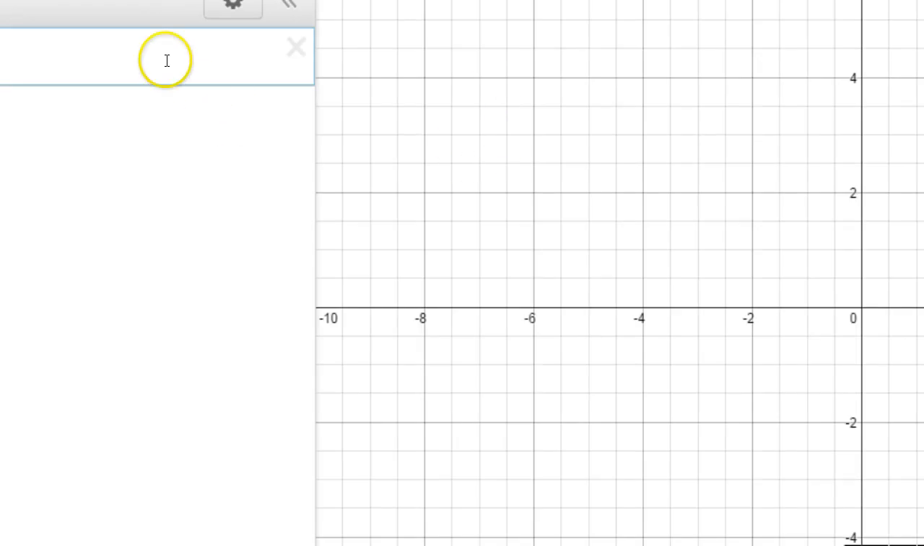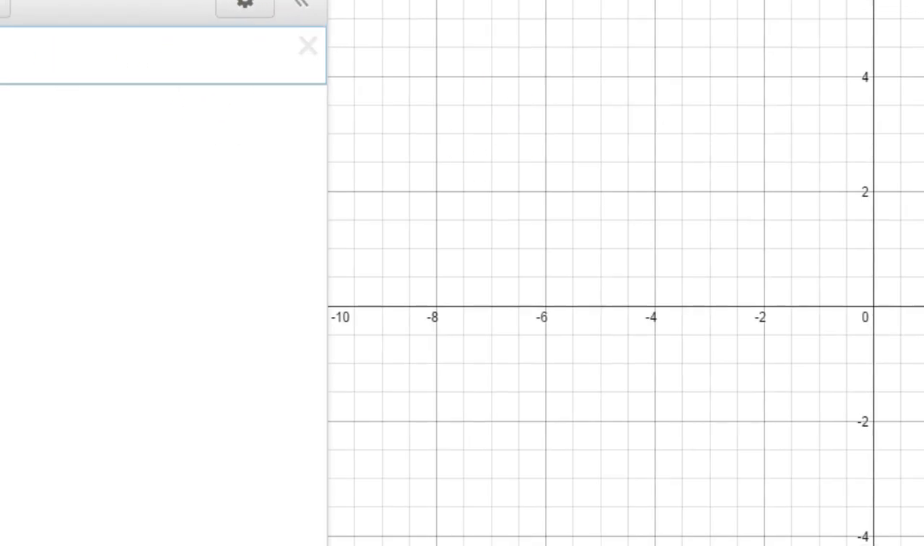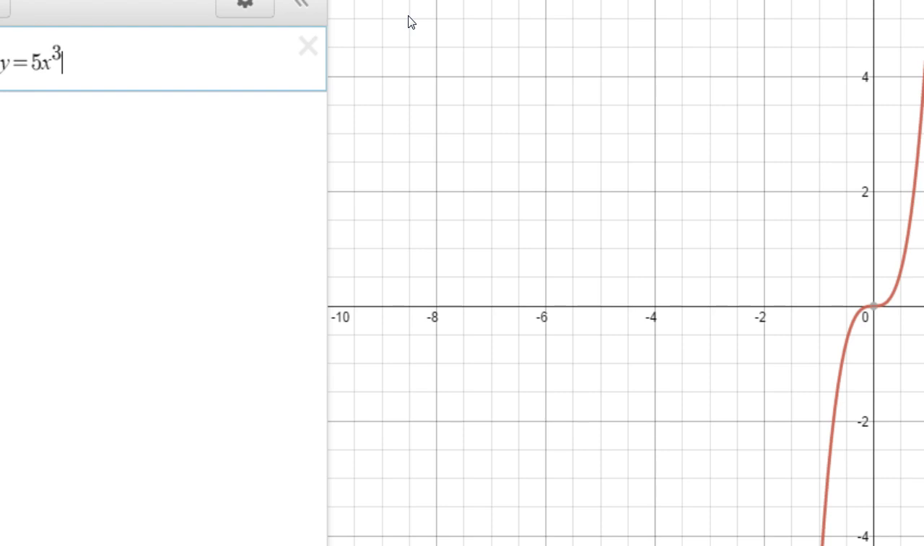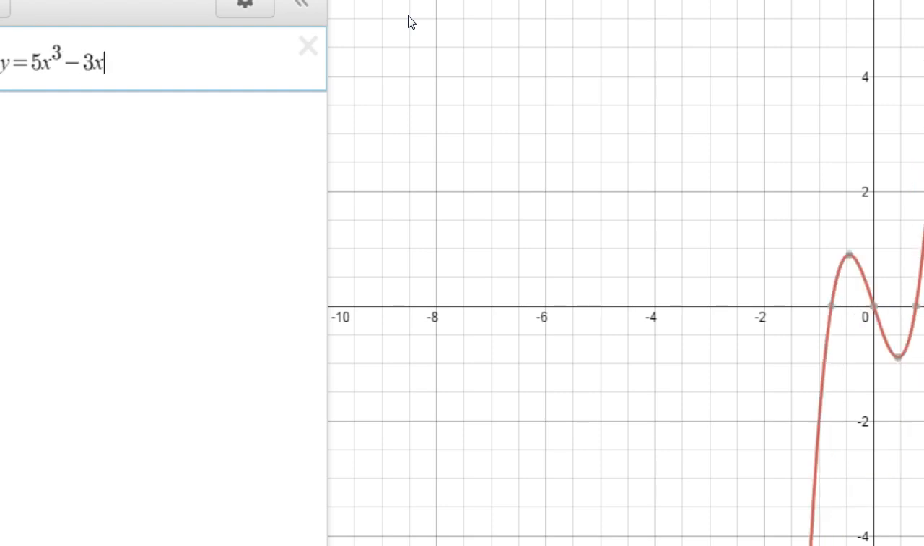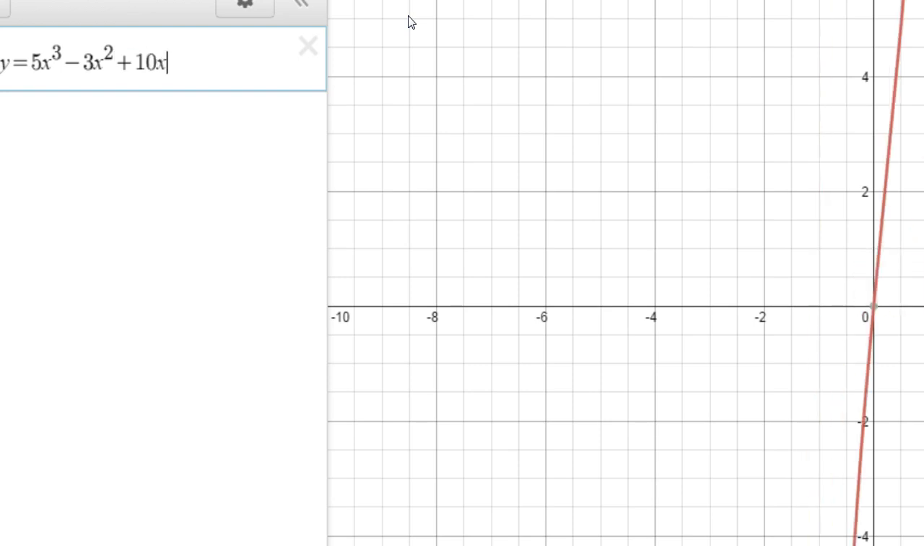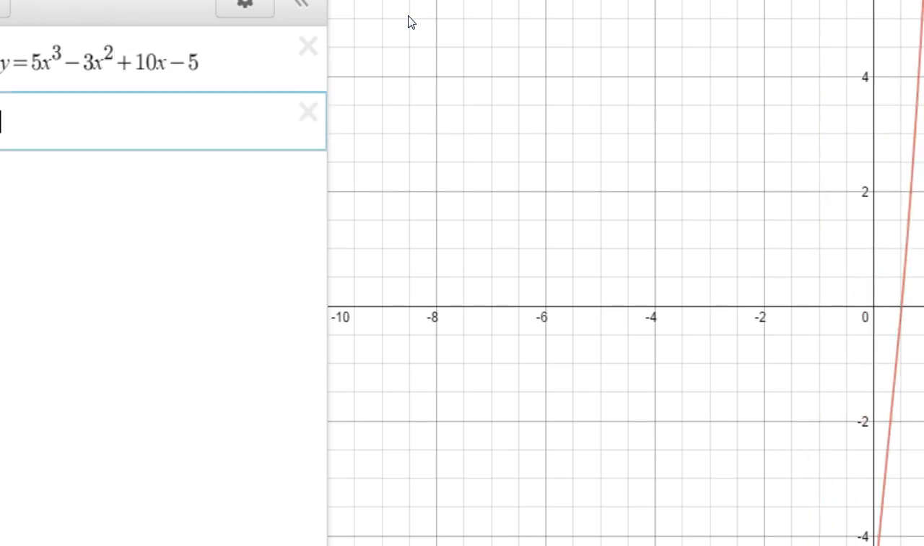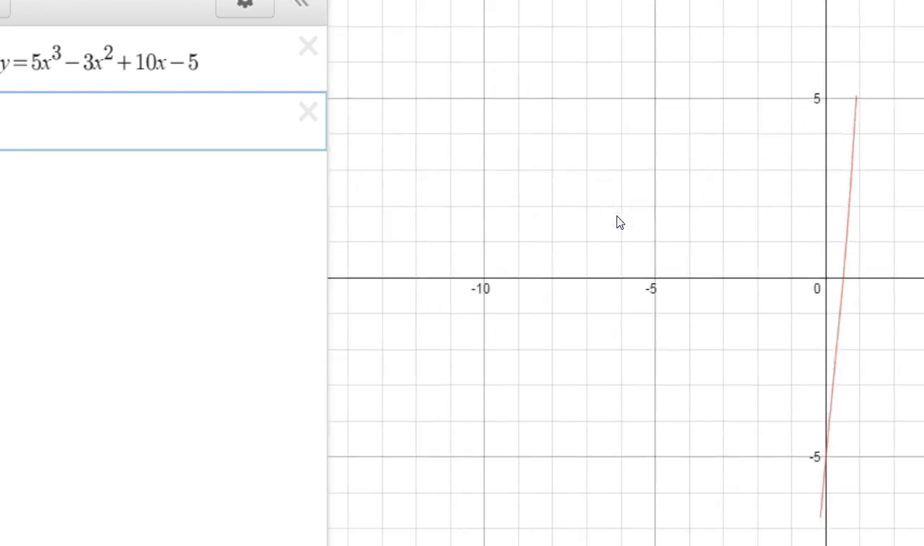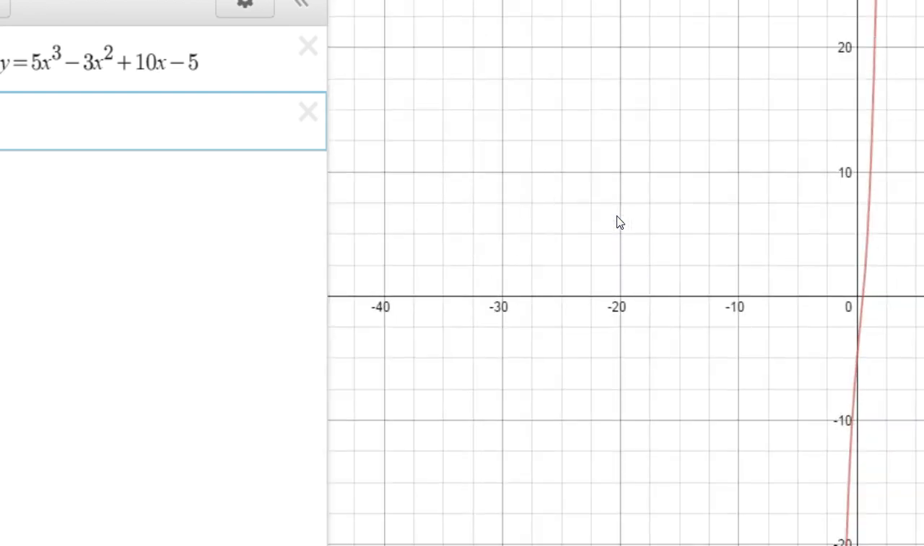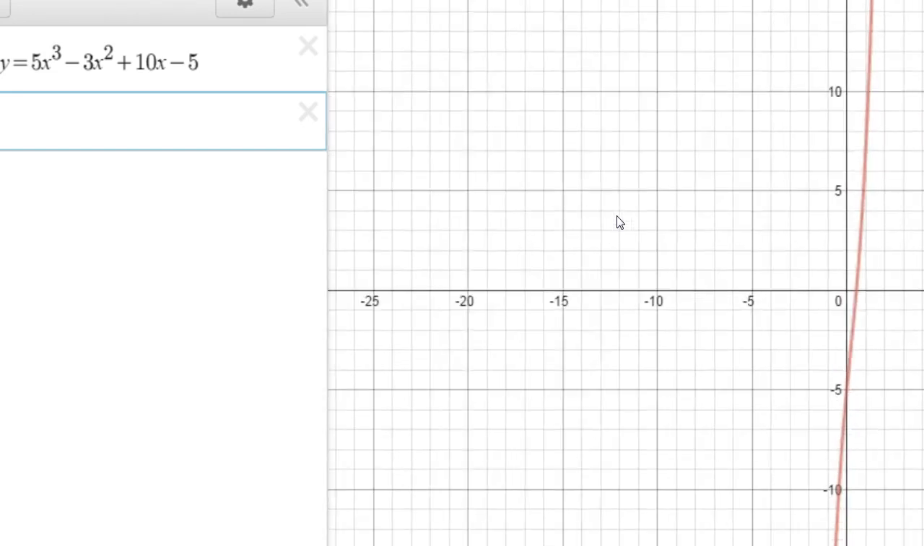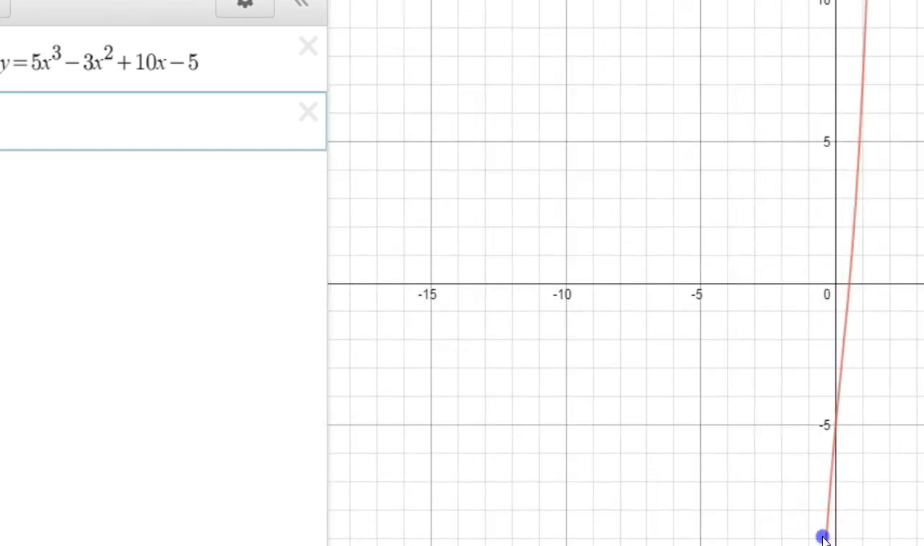Alright, now I do want to take a look at that in Desmos. So let's go up here to Desmos, our wonderful friend. Okay, so y equals, let's take a look at the first function, 5x cubed minus 3x squared plus 10x minus 5. Okay, and we've got something funky that looks like this. Now if you notice, it's increasing really fast, and then it kind of slows down, and then it gets here and it starts increasing again. So let's take a look at the derivative.